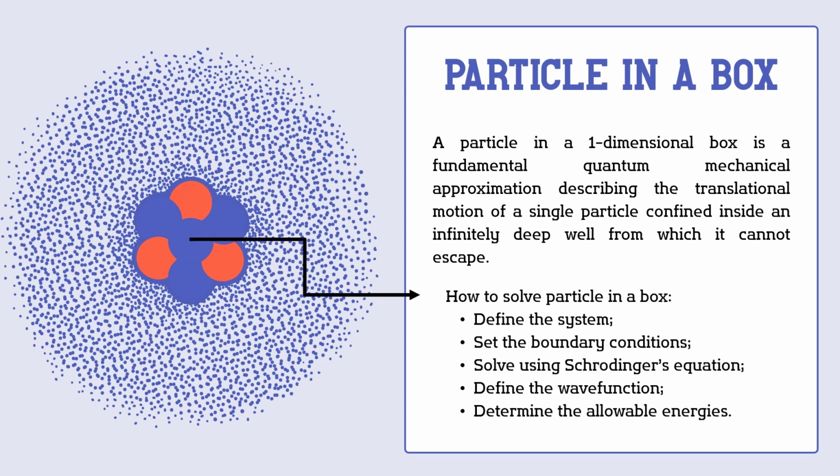To solve the problem for a one-dimensional particle in a box, we must follow our big recipe for quantum mechanics. First, we need to define the system as well as set the boundary conditions. Next is to solve it using the Schrödinger equation. And lastly is to define the wave function and allowable energies so that we could arrive at a solution to the particle in a box.